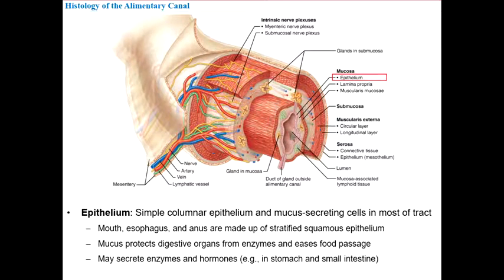So the mucus on the lining protects these organs from enzymes, so it doesn't eat away at the lining. It also helps food pass through more smoothly. The epithelium can secrete enzymes and hormones to aid in digestion.